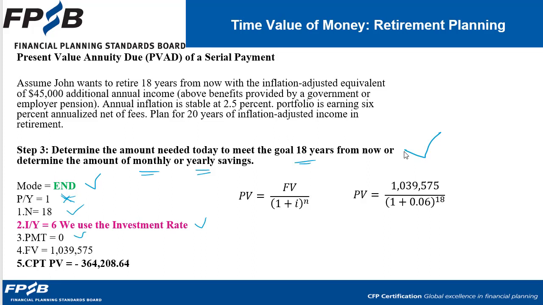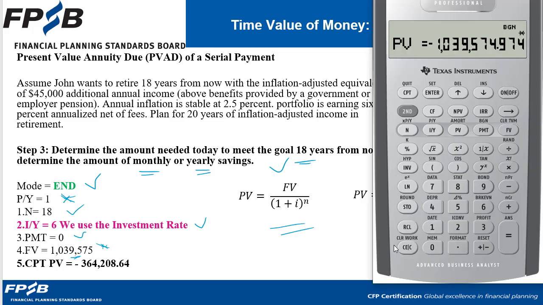There's no payment because we're just calculating the lump sum. The future value is $1,039,575. So indeed, this is just a present value calculation. The algebra: present value equals future value divided by 1 plus I to the n. So for those of you who like algebra, it's a very simple calculation. We don't really need the financial calculator, but let's bring up the financial calculator.